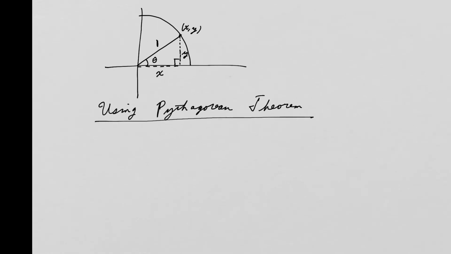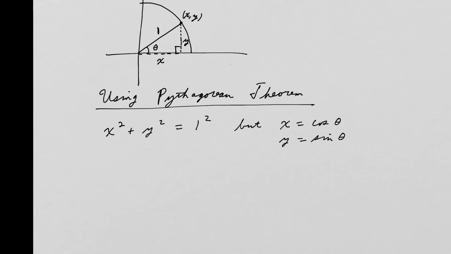Then we can show that, well, it's a right triangle, right? So I know that x squared plus y squared has to equal the hypotenuse squared, which is 1 squared. But because it's a unit circle, we know that x is the same as cosine theta, right? And y is the same as sine theta. So if I plug those in, I have cosine.